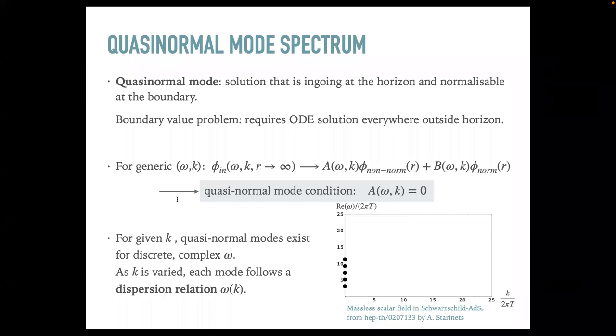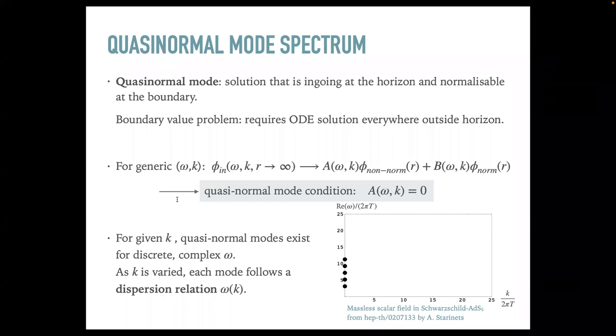So we need to know the solution to this ODE everywhere between the horizon and the boundary, so that we can impose boundary conditions at the horizon and at the boundary. And so to compute the quasi-normal modes, we have to know that ODE solution everywhere. That depends on exactly what the black hole spacetime looks like everywhere between the horizon and the boundary. And that's why the spectrum of these things depends in great detail on exactly which spacetime you're talking about.